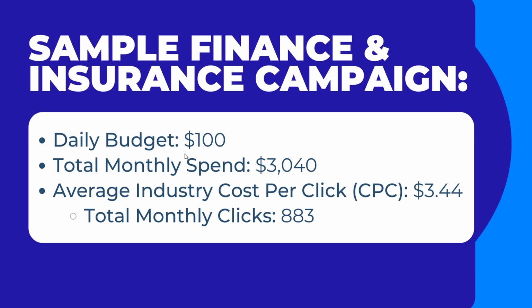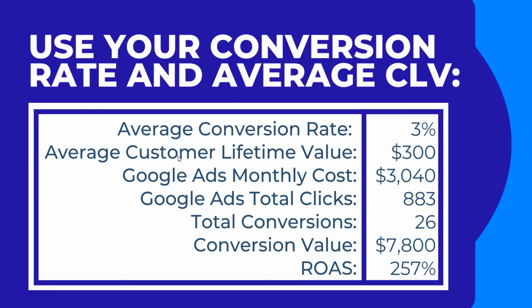Let's say we set a daily budget of $100. We multiply that by 30.4 to estimate our total monthly spend, $3,040. With a cost per click of $3.44, we can drive 883 clicks for $3,040 for our sample finance and insurance campaign. And to take it to the next step, what you want to do is look at your average conversion rate and your average customer lifetime value. So the more data you have, the easier it is to estimate a Google Ads campaign.